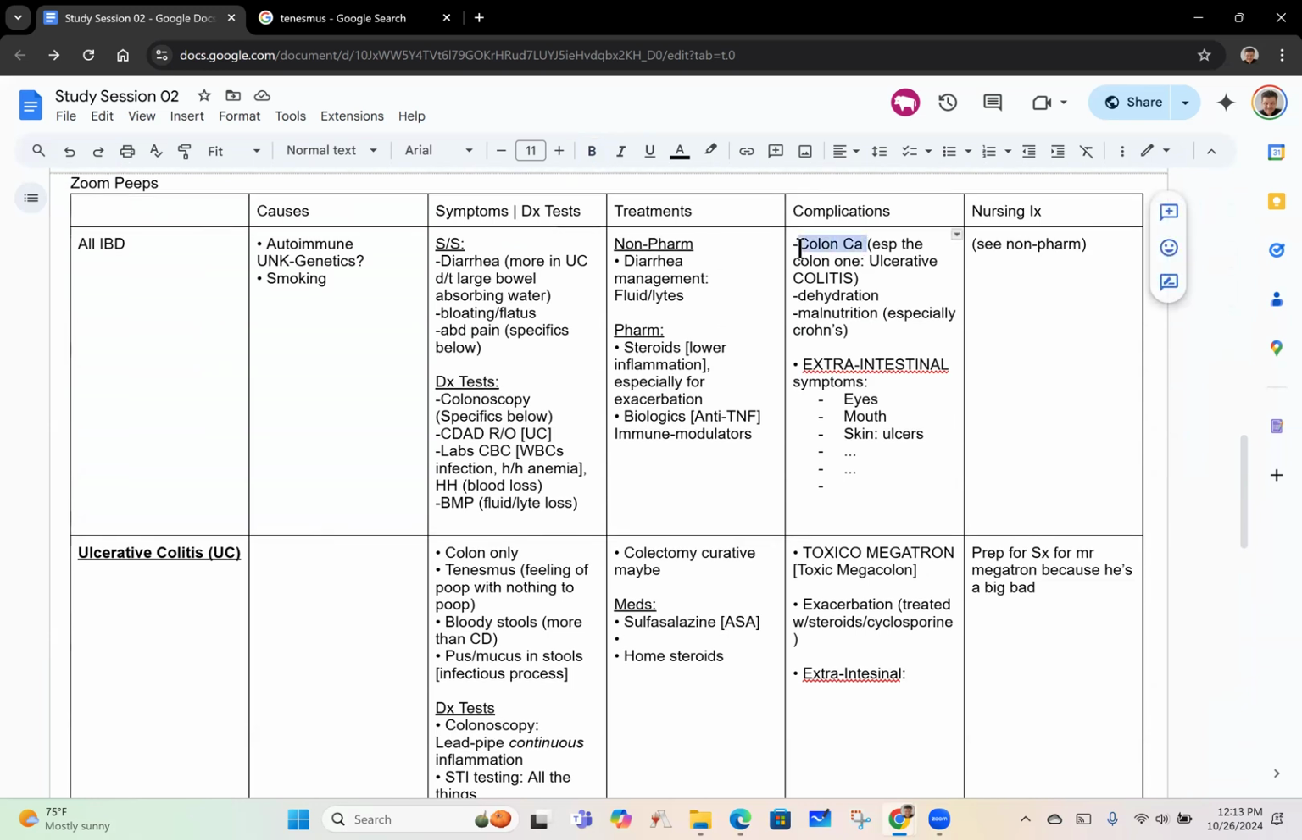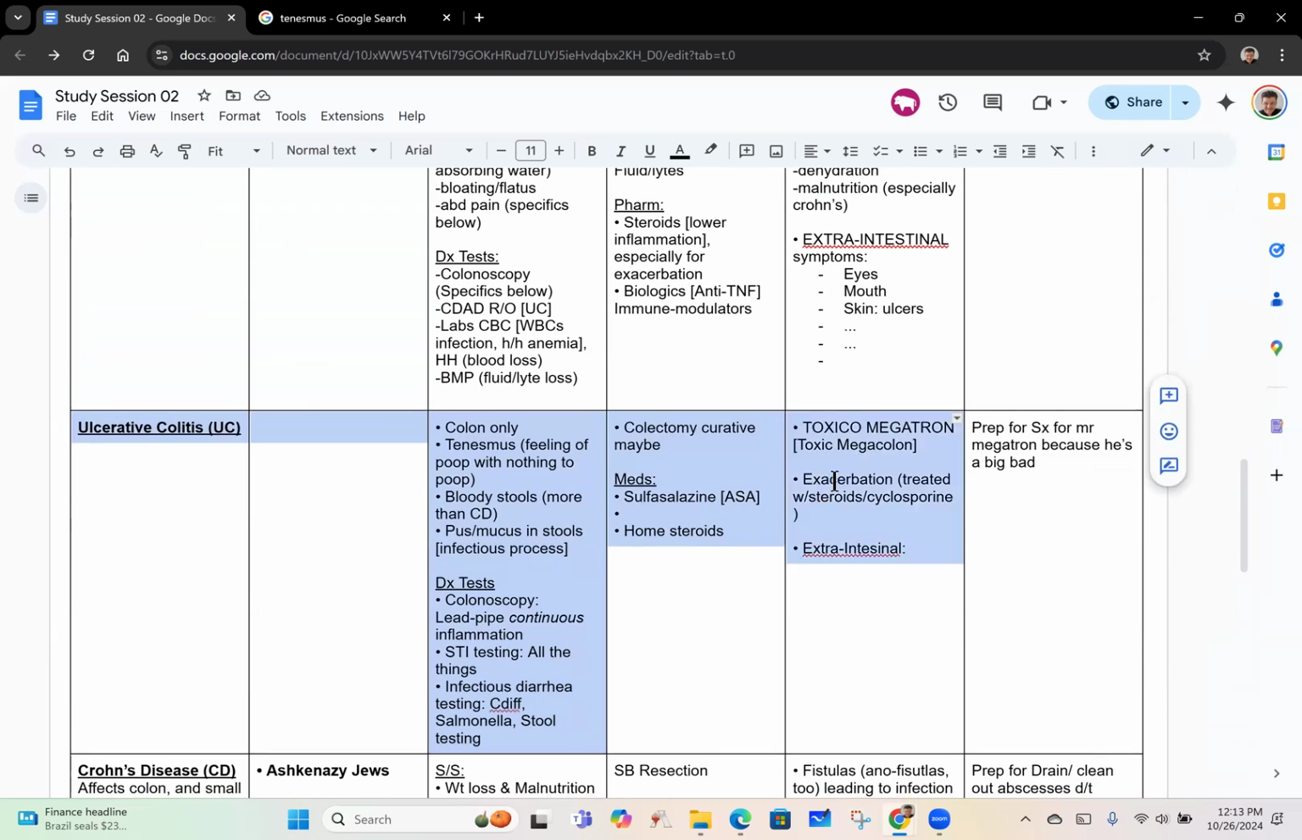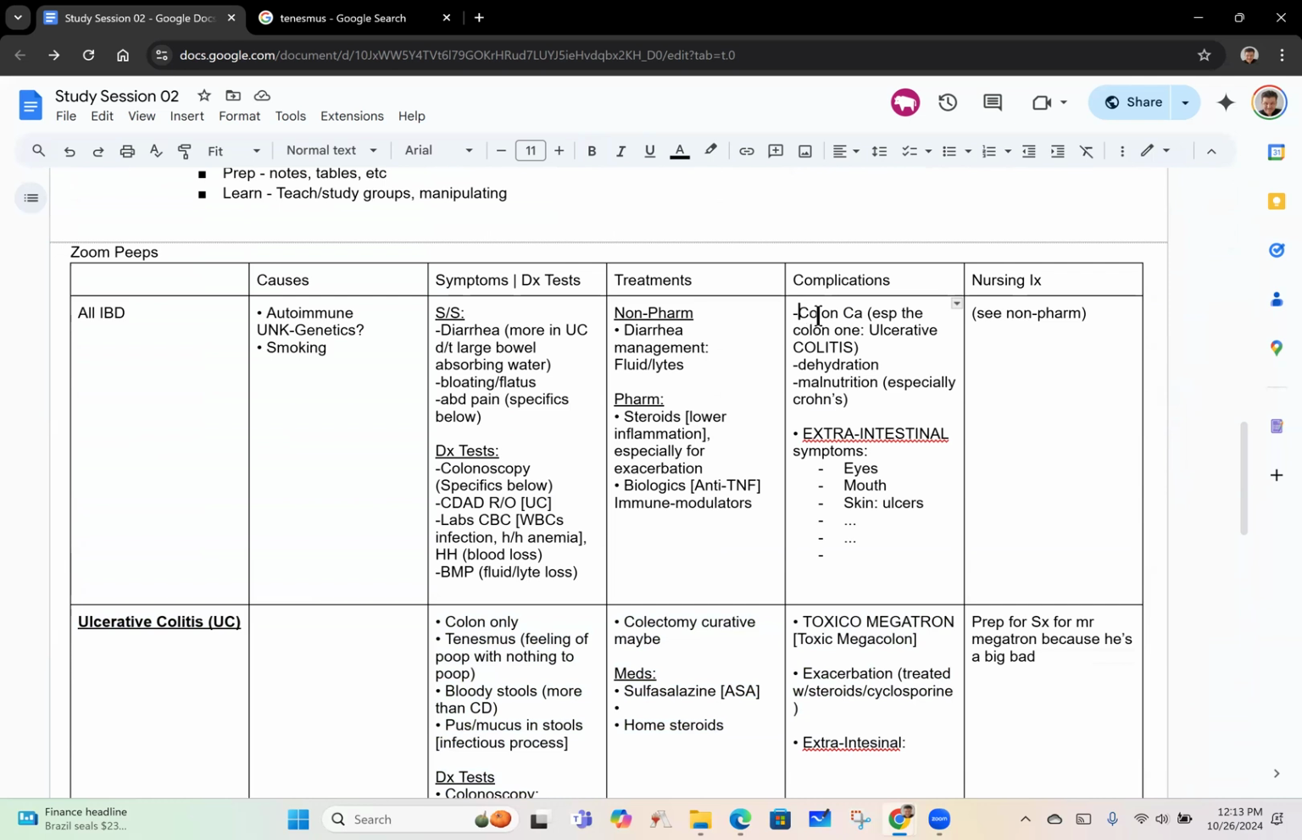So they start getting unintended weight loss, and they start getting coffee ground emesis, or they've got melanotic stools, right? Which one is it? Which one has the highest risk for colon cancer? It's ulcerative colitis, right? Colon cancer is the highest risk. It's like, well, how'd you get that? Why didn't you just tell me colon cancer? Because colon cancer is a risk, a complication, but how do you understand colon cancer, right? You understand the words on the page, basically, right?